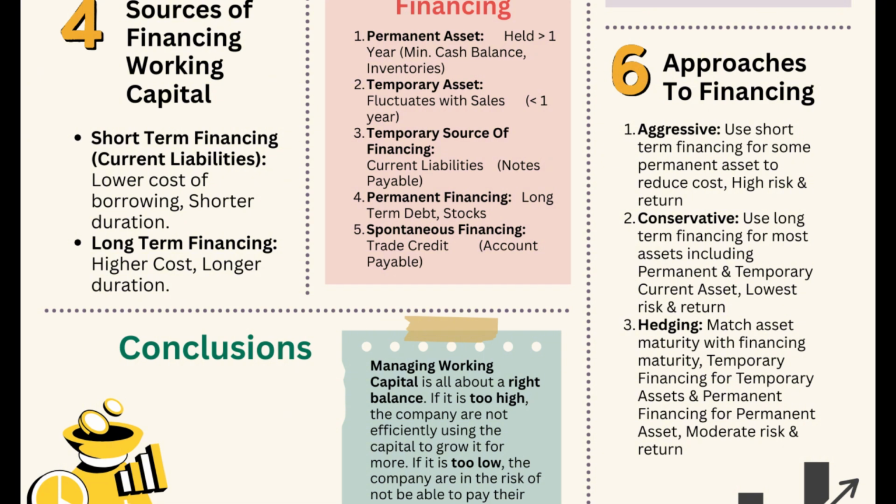And lastly, we have the hedging approach. It matches asset maturity with financing maturity. For example, temporary financing for temporary assets and permanent financing for permanent assets. It has moderate risk and return.